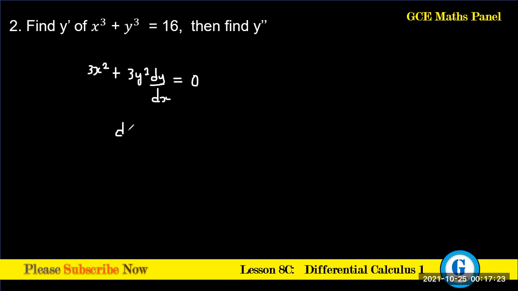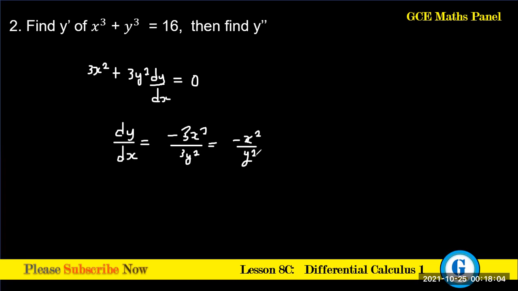So now at this point, we can make dy dx the subject. This will give us dy dx to be equal to minus 3x squared divided by 3y squared. But we can cancel out the 3's, and we'll be left with minus x squared on y squared.